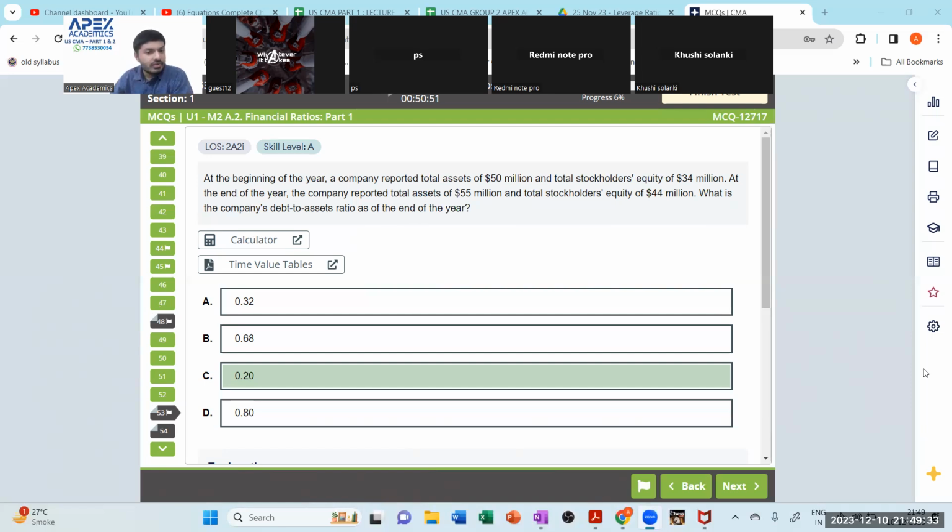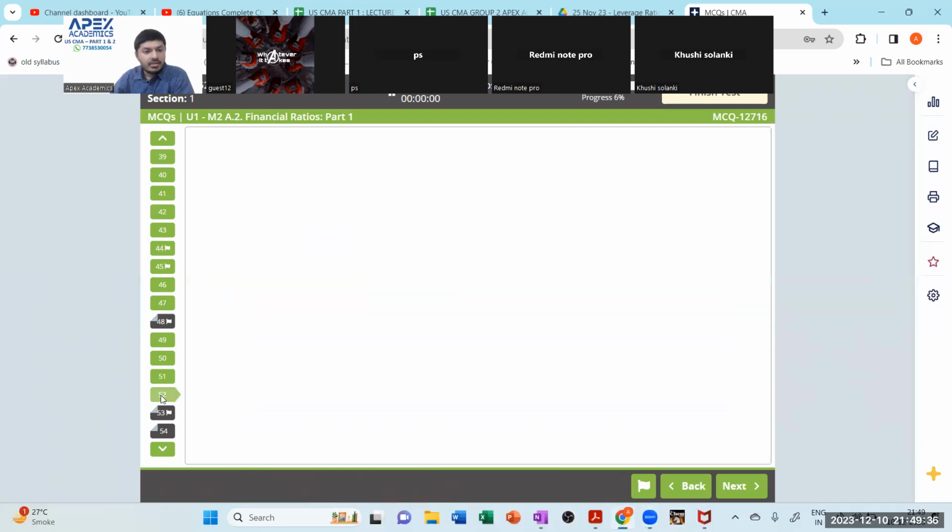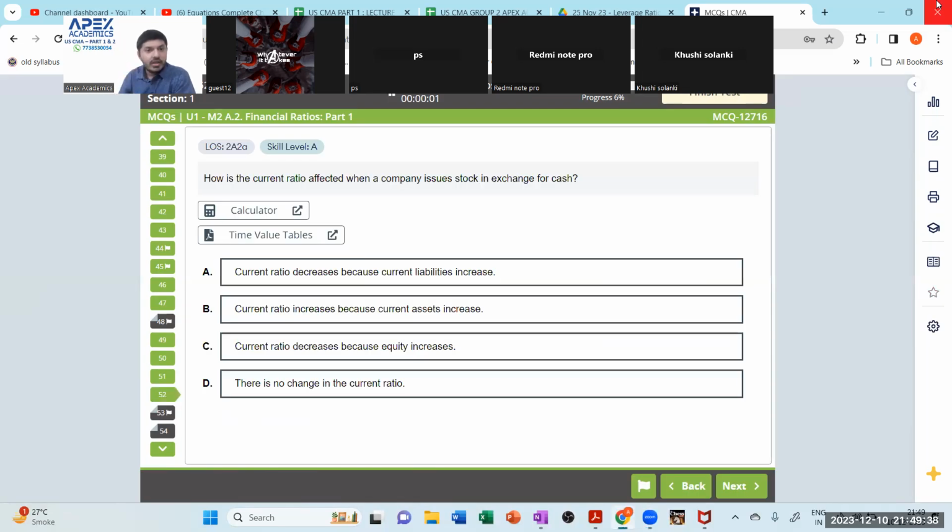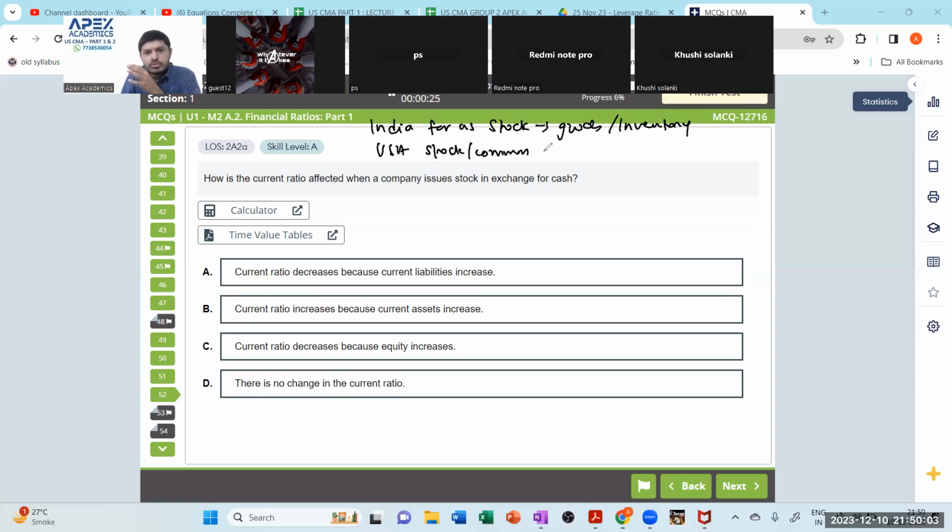I don't remember which question. This was 53. Let's go to 52. What is 52? How is the current ratio affected when a company issues stock? Now, see, understand one thing. In India, I'm doing this for clarity, for us, stock means goods or inventory. In America, stock or common stock means equity share capital. First of all, understand this terminology difference.